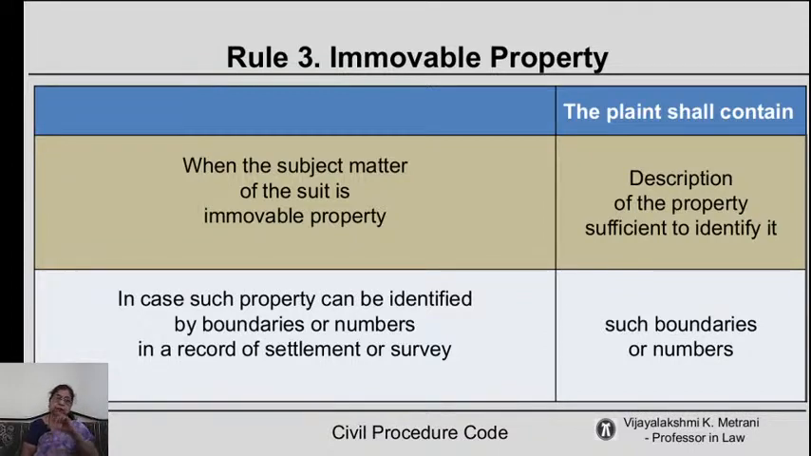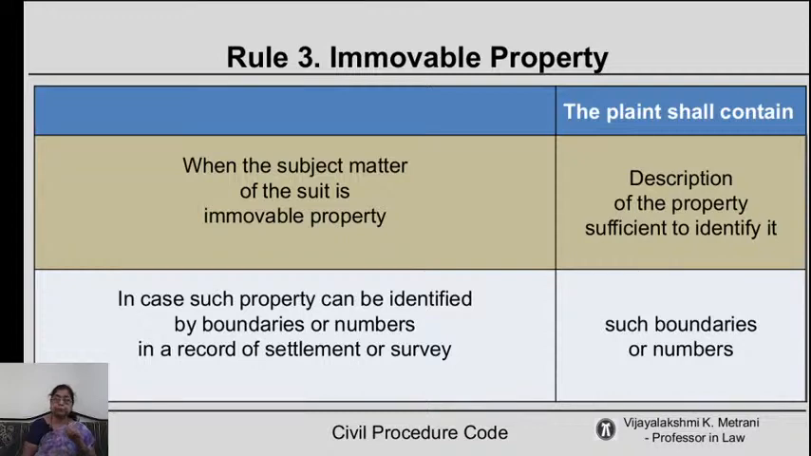For example, there is a schedule in which you say that this property number so and so, according to the survey number, is identified by boundaries or numbers in the record of settlement or survey. So there is a record of settlement or survey where the survey numbers of that property are given. Then those boundaries should be stated. Those survey numbers have to be stated.